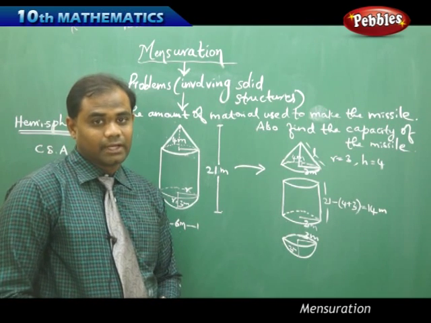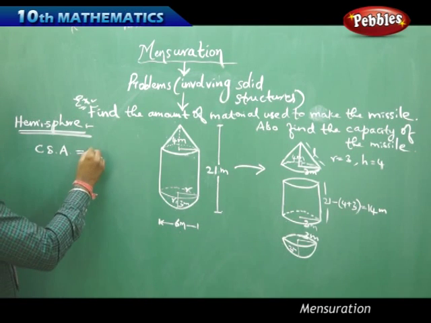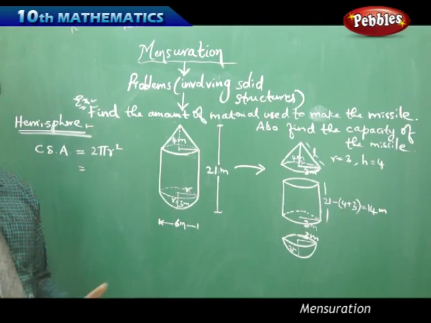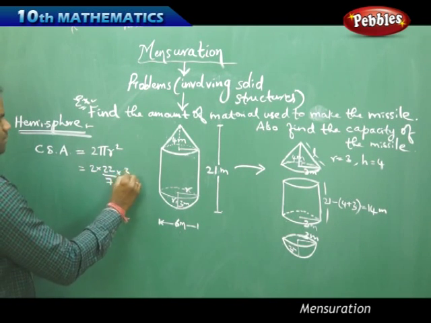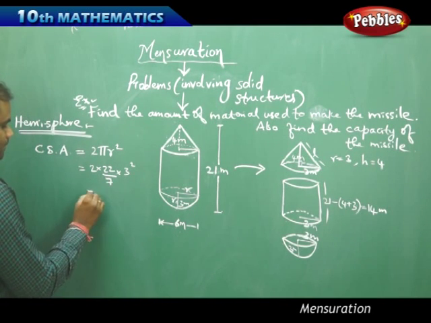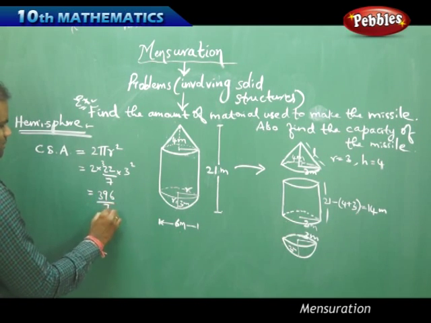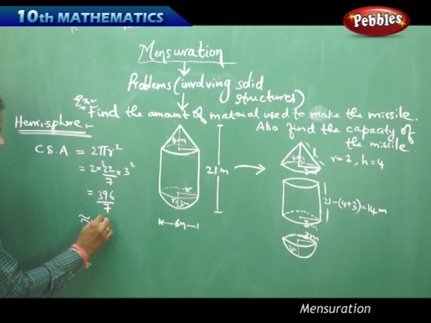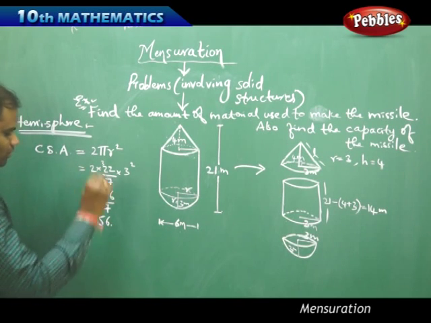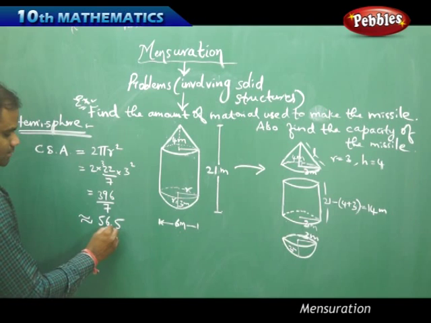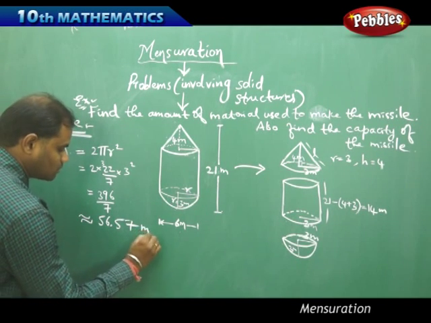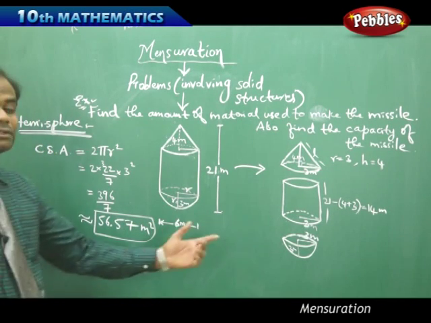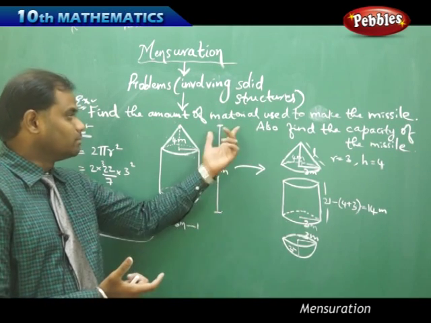Now, we all know that the curved surface area of a hemisphere is half the curved surface area of a sphere, that is 2 pi r square, is how we obtain it for a hemisphere. Now, since the radius is 3, on substitution, I get 2 times 22 by 7 times 3 square. Therefore, 9 twos are 18, 18 times 2 is 36. So 396 over 7, which on division approximately gives me 56.57 meters square, is the area of the hemispherical region I require to make the missile.